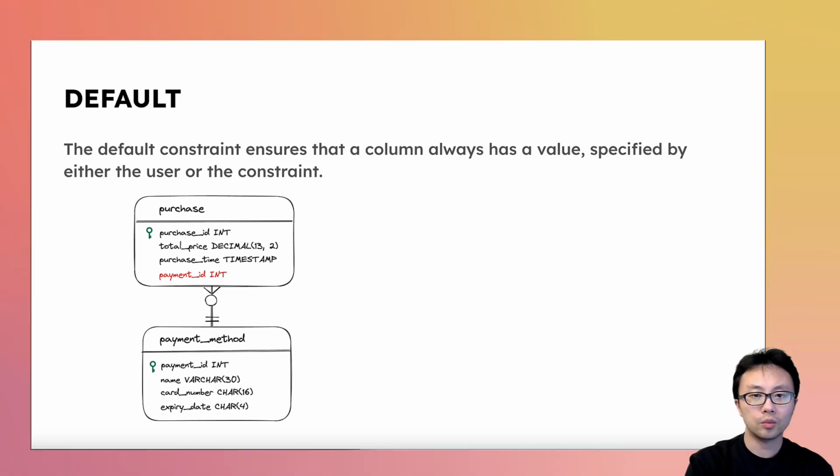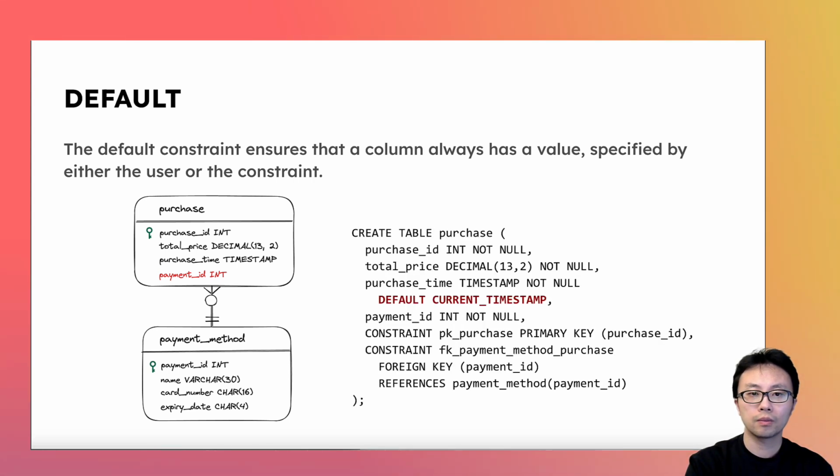You can lessen their burden by setting the default value of the purchase time to be the time when a new row of purchase data is added. The syntax of the default constraint is simple. Add the default value to the same line of your column definition and make sure to provide the proper target value, like this. The current timestamp stands for the exact time when a new row is inserted into the table.